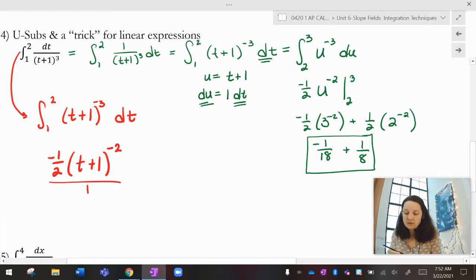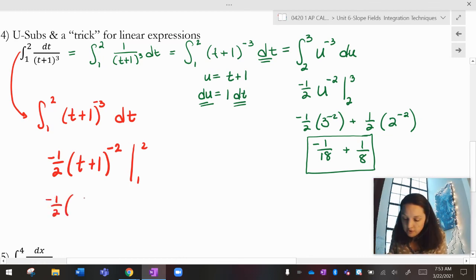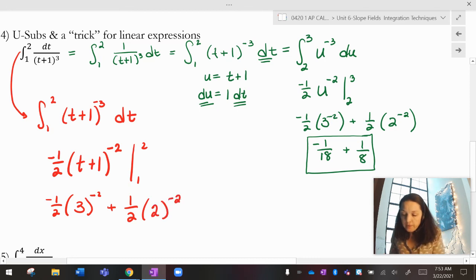Now, obviously, that's silly. Dividing by 1 doesn't do anything, okay? But I can find my antiderivative, if it's linear, by adding 1 to the power, dividing by the new power, and dividing by the derivative of the inside. And then evaluating from 1 to 2. So I have negative 1/2 of 2 plus 1 to the negative 2, that's 3, minus a negative 1/2, 1 plus 1 to the negative 2. That should look familiar because it's the exact same thing I got before.